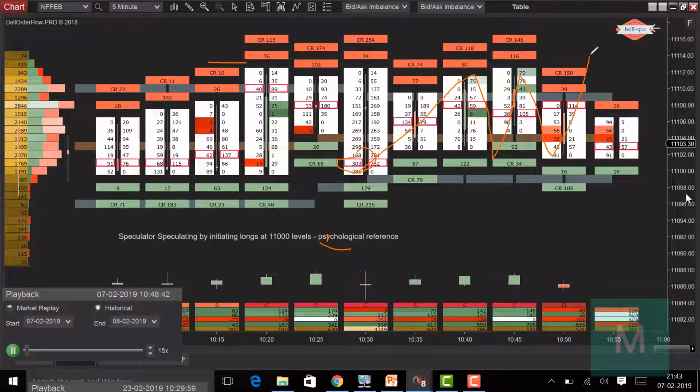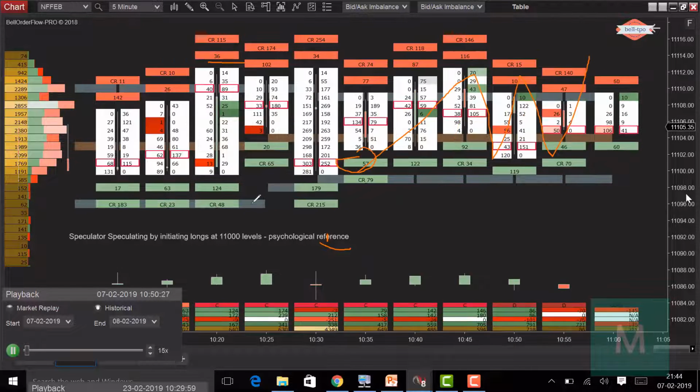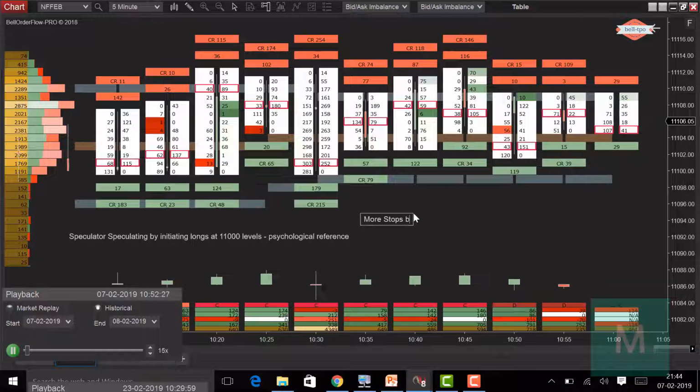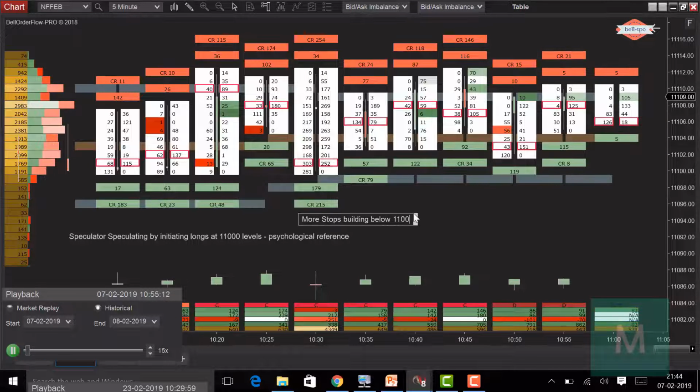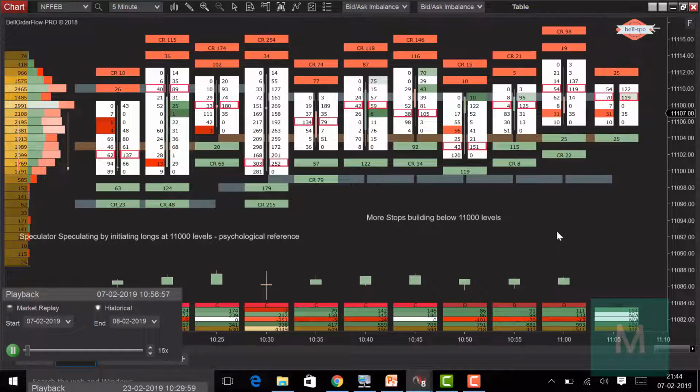11,000 again comes up. They're doing it for quite some time now, almost another half an hour. The RBI announcement is supposed to happen. If you are seeing this, one of the things you should stay away from is that more and more stop loss is getting built around 11,000 levels. We know that it's going to break, but still you should stay away from trading towards these kinds of zones.